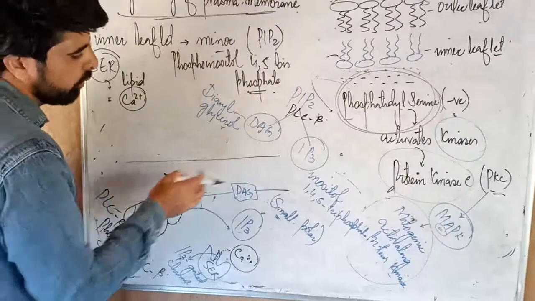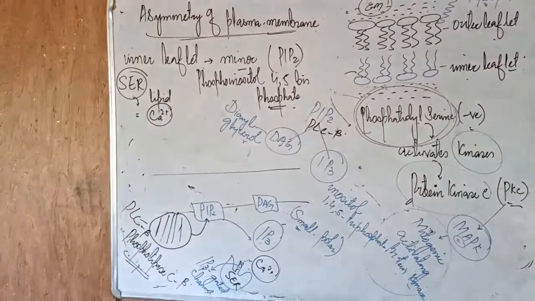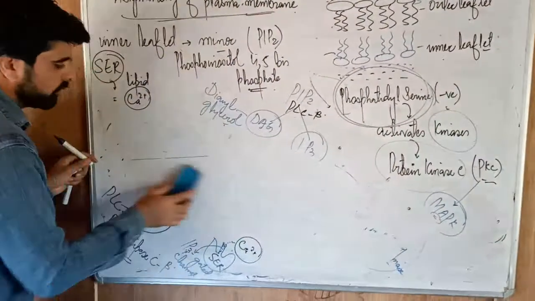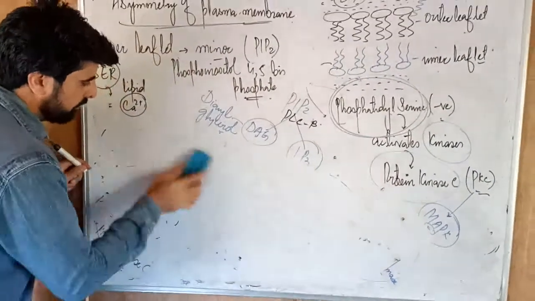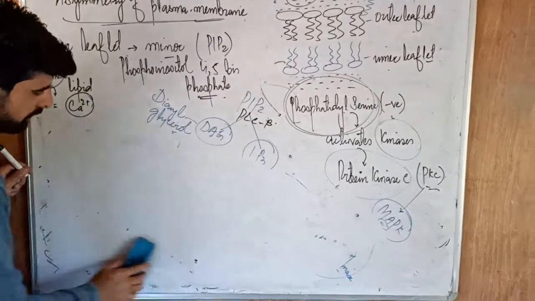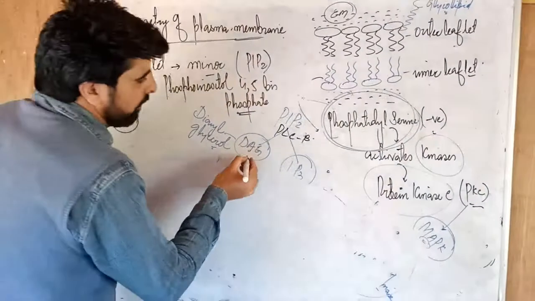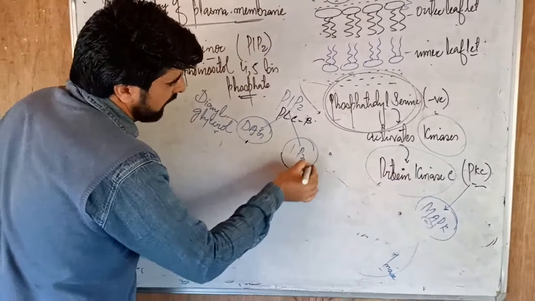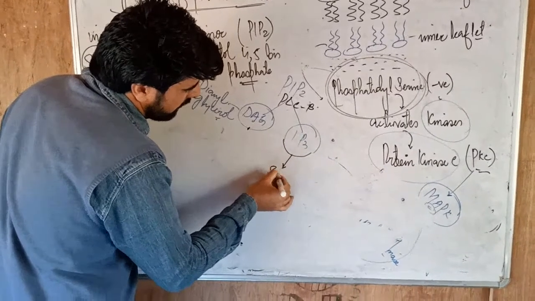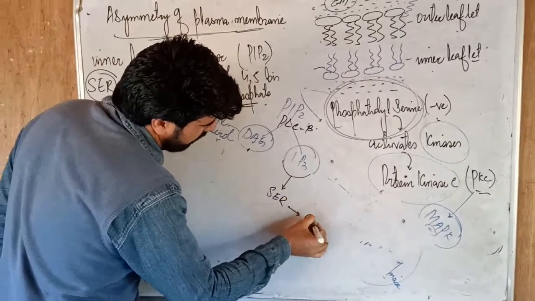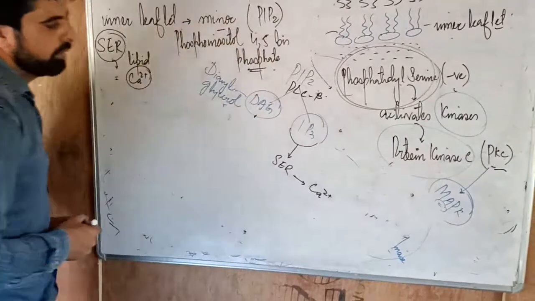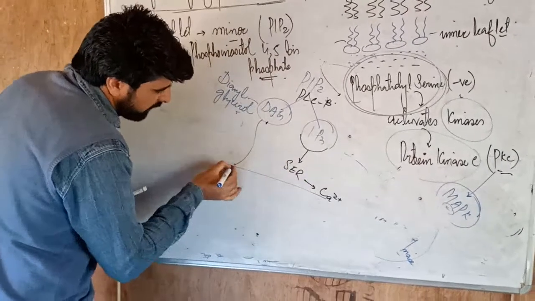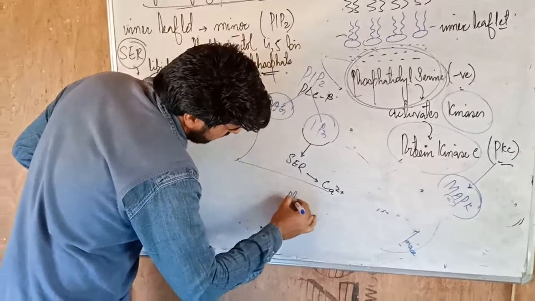Now if we take here what happens actually, in a nutshell we will make it. So DAG will sit with the plasma membrane, but IP3 will act upon the smooth endoplasmic reticulum and that smooth endoplasmic reticulum will release the calcium. Now you will remember, one we have DAG, second we have calcium ions, and third we have phosphatidylserine.